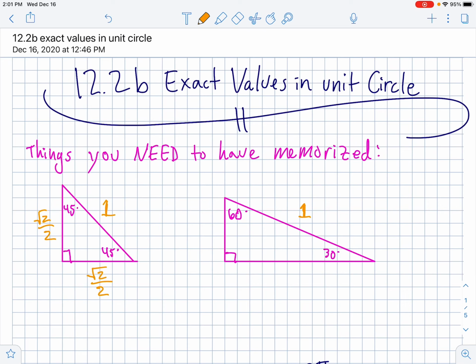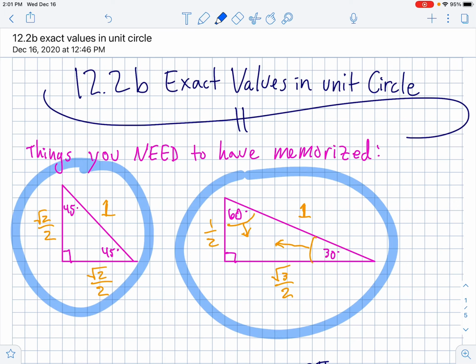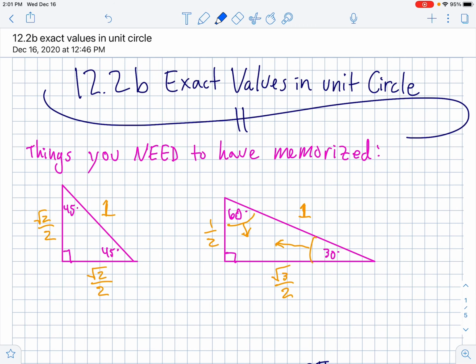In the 30, 60, 90, I always remember that across from the 30, there should be the smallest side, which is half of the hypotenuse, so this is 1/2. And then across from the 60 is the one that involves the root 3, so this is the square root of 3 over 2. If you don't have these two things memorized, put them down on a note card, really get them in your brain. I know I always say that you don't have to be good at memorization to be good at math, but to be honest, when it comes to the unit circle, you gotta have these on lock, pretty quickly.